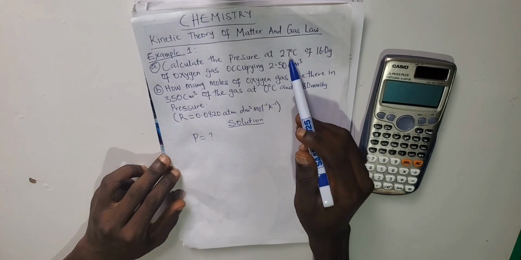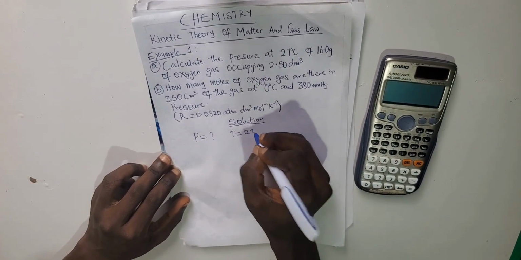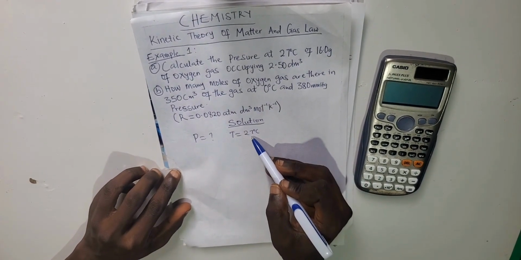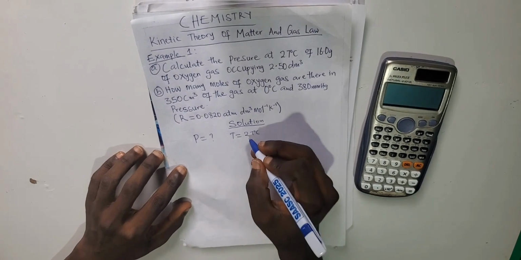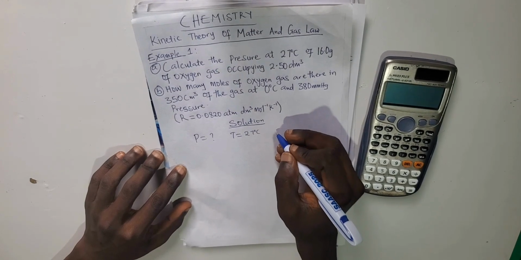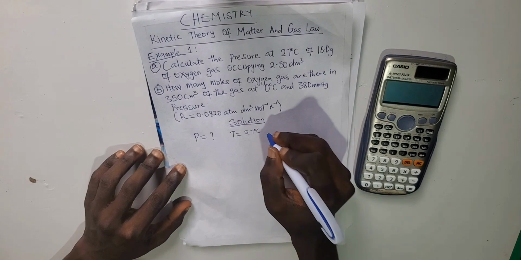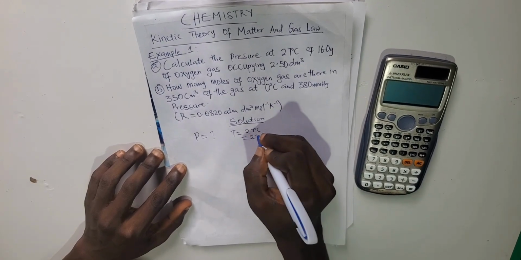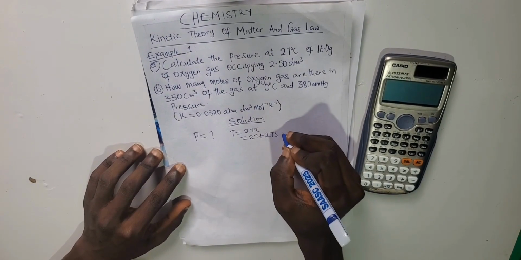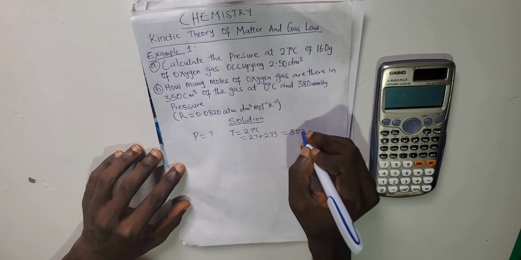Then what are those parameters that were given? We're given temperature. Take temperature to be equal to 27 degrees Celsius. Then we can convert this degrees Celsius to Kelvin. Converting from degrees Celsius to Kelvin, we add 273 to 27. This will become 27 plus 273, which will give us 300 Kelvin.